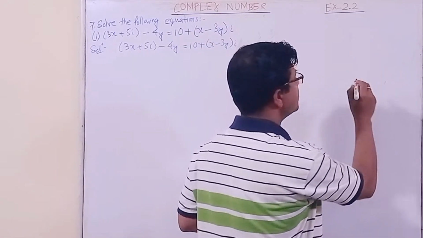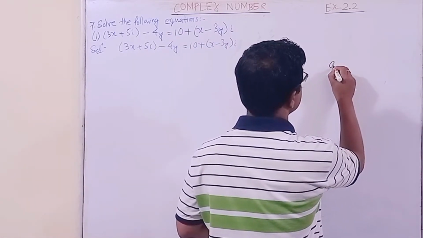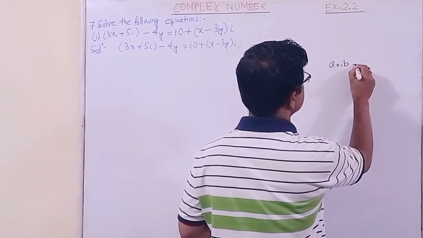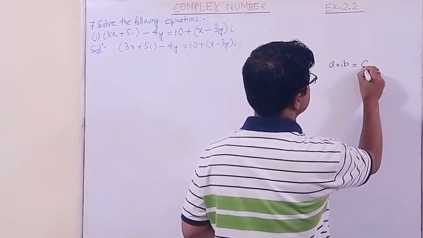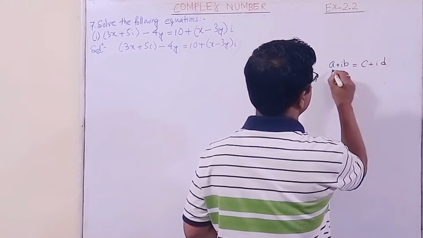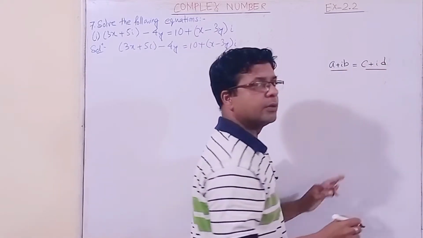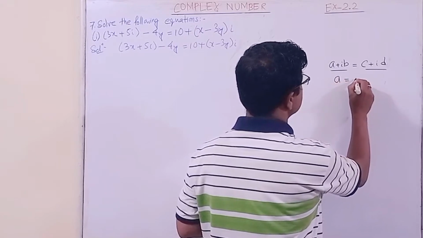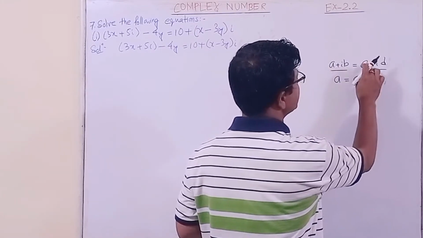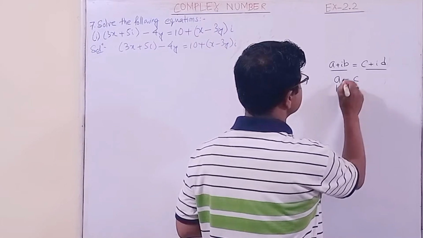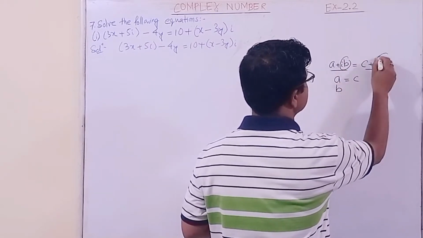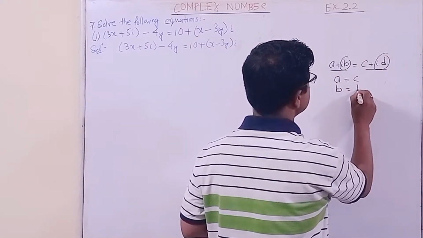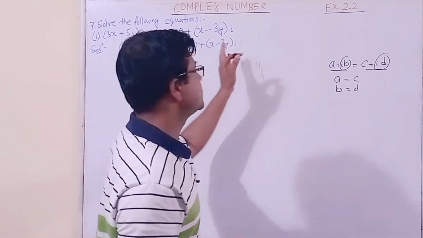Let us consider two complex numbers which are equal. Suppose a plus ib is one complex number, and there is another complex number c plus id. As these two complex numbers are equal, a is equal to c, meaning real part equals real part, and imaginary part equals imaginary part, that means b is equal to d. With this concept, we have to solve this.